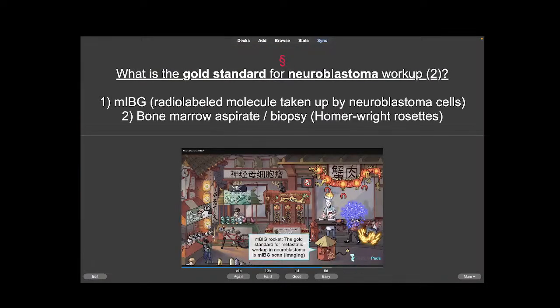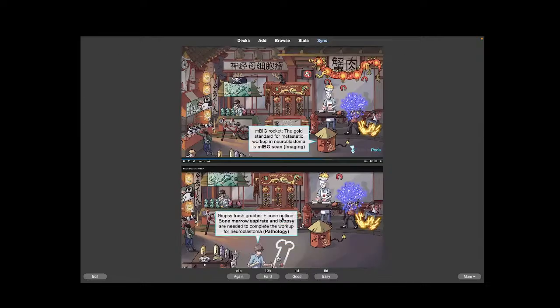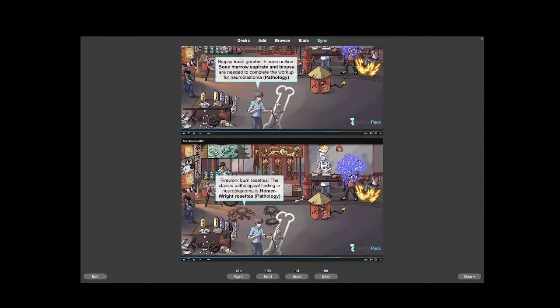Gold standard for neuroblastoma workup. I think we go for MRI. We go for the M. What the hell? MIBG. What is an MIBG? Alright. A biopsy. You got some homer-wright rosettes. We got some Homers, bro. We got the Homer Wright.